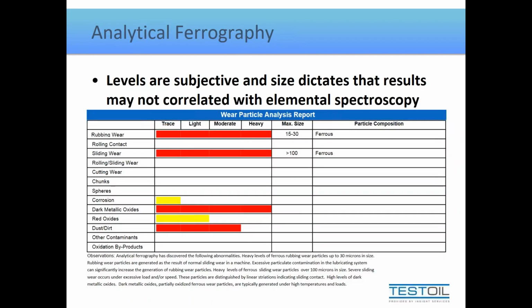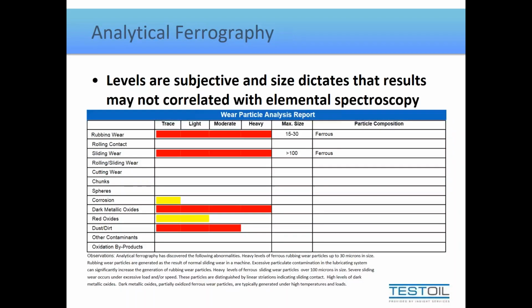Now, one of the things is that people then try to correlate this back to the spectroscopic metals, and they may or may not find the correlation. But again, look at the particle sizes. What we're seeing here may in fact be much larger than what the spectrometric analysis will detail, so you might not always see a correlation. Particularly when people see a lot of contaminants, when they see dust and dirt listed, they'll look for the silicon value, and you may not find that correlation is there.